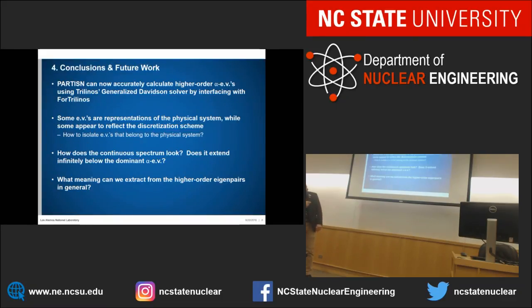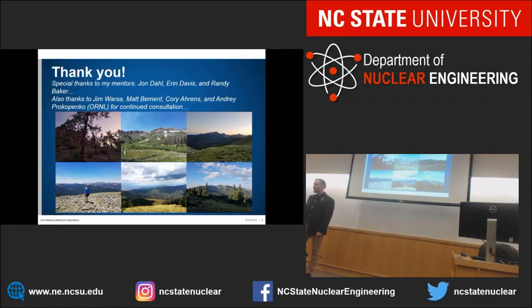So just some quick conclusions and potential future work. Basically, even though it probably won't be in any release anytime soon, Partisan can now accurately calculate higher order alpha eigenvalues using the Fortran Trilinos interface and solver with the generalized Davidson method. There are some other questions that could be answered that are listed here, but I think my time is basically up. So thanks for coming and listening.